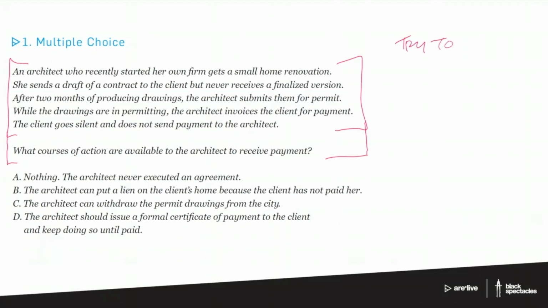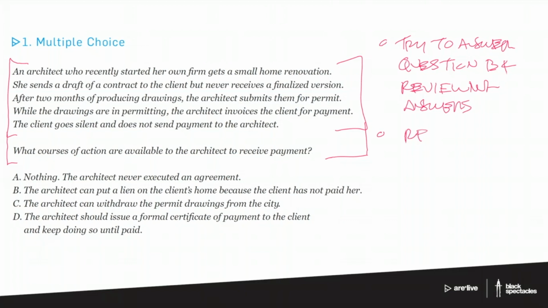So now that I've done that, I kind of have an idea what I'm thinking, but I'm still not very sure. So what I want to start doing is eliminating wrong answers. So now I'm going to actually look at the answers available to me. The first one, A, says nothing: architect never executed an agreement, I have no leg to stand on. Well, that actually sounds pretty plausible. I'm going to put that in the maybe column.